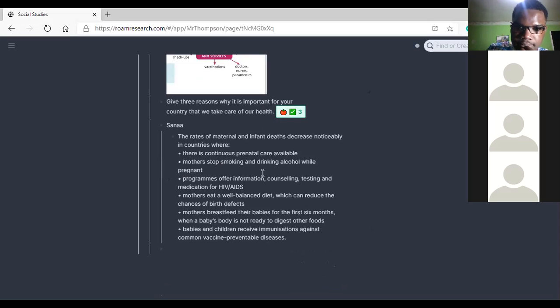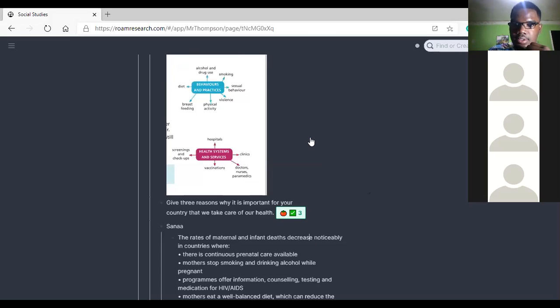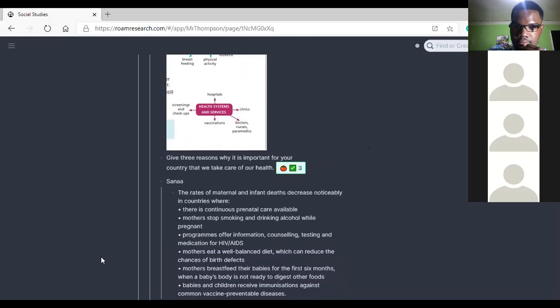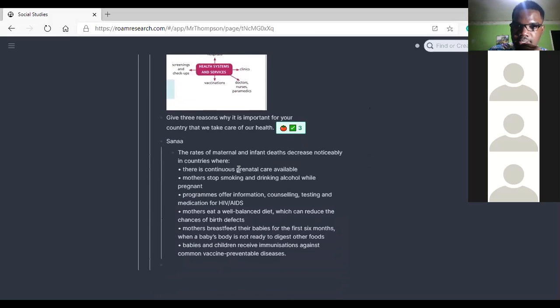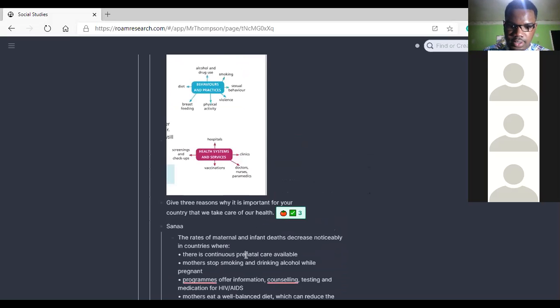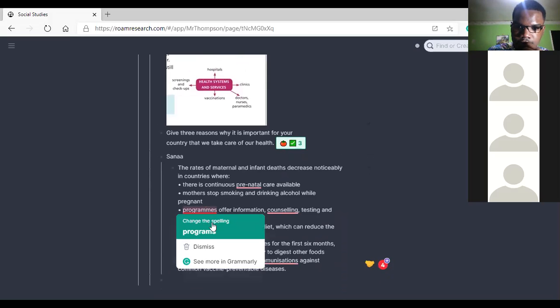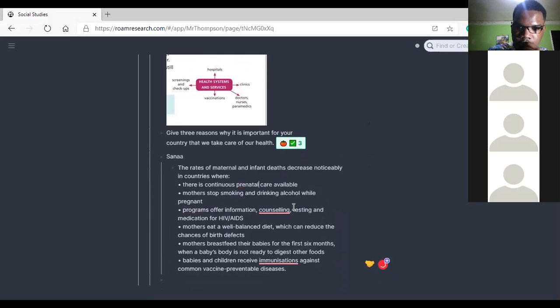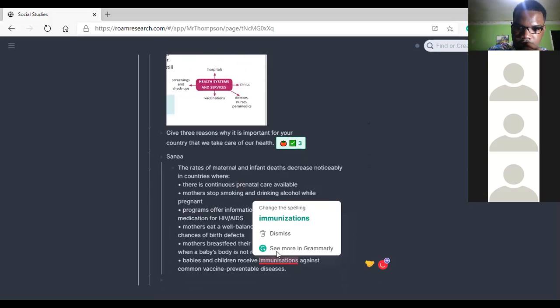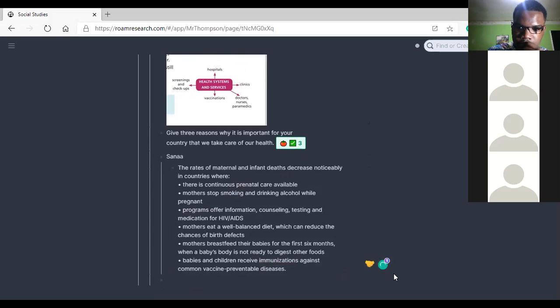Okay, sir. The rate of maternal and infant deaths decreased noticeably in countries where there is continuous prenatal care available. Mothers stop smoking and drinking alcohol while pregnant. Programs offer information, counseling, testing, and medication for HIV and AIDS. Mothers eat a well balanced diet, which can reduce the chance of birth defects.